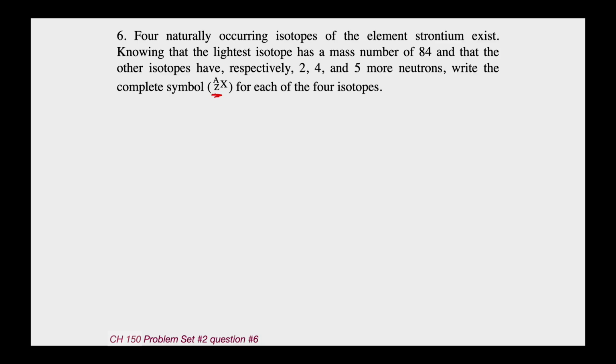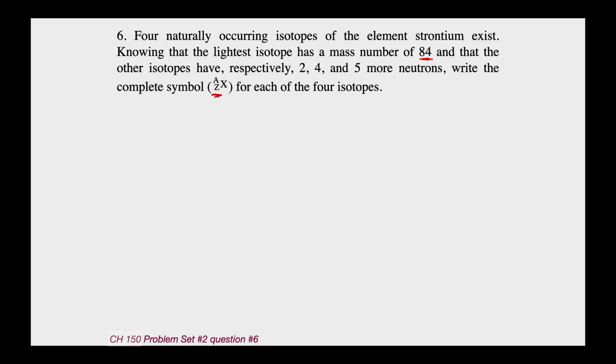So all of these things we're going to talk about in this problem, they're all going to have a 38 because they're all strontium, all right? What's going to differ is the top number, the mass number. Now the first one it claims here is 84. So the first of these isotopes, we would have an 84 on the top, a 38 on the bottom, and X, the symbol, would be Sr. And again, the symbol comes from the periodic table, number 38.